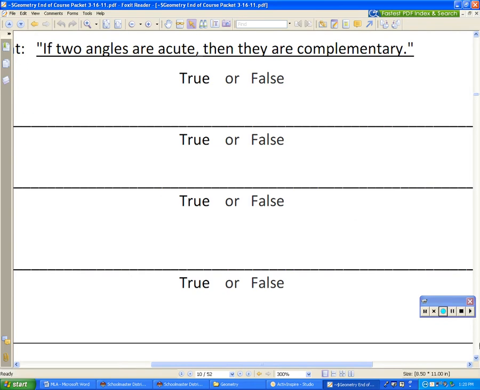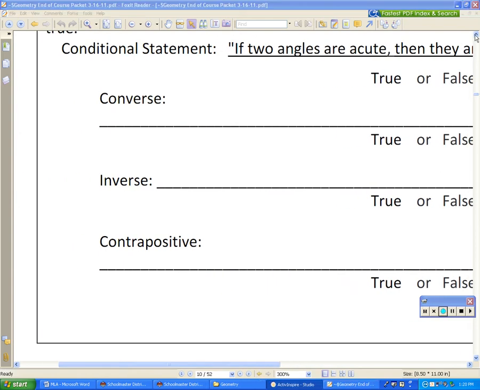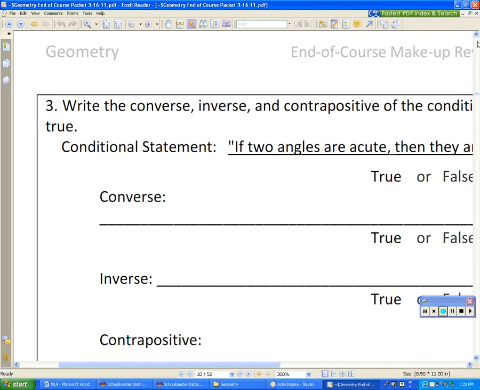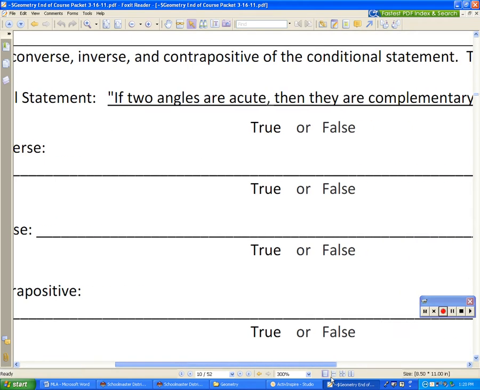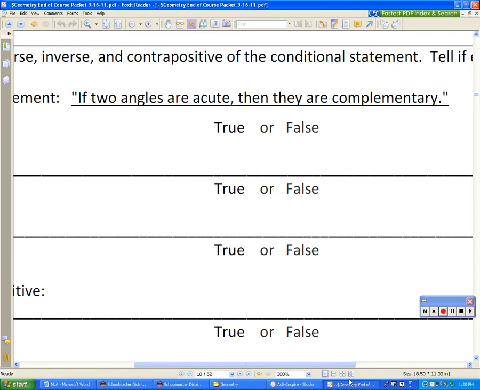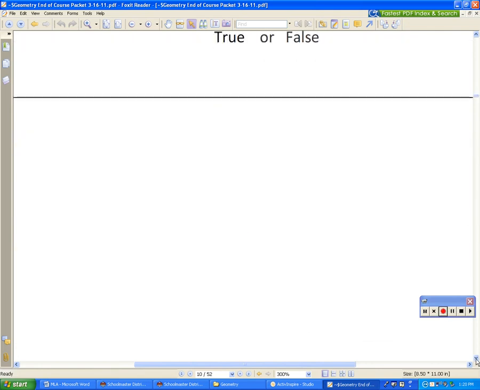All right. So it looks like we're still playing with this same simple idea. Write the converse, inverse, contrapositive, and say whether they are true. Did we do this one yesterday? Yeah. So we did this one, right? Okay, so we don't have to do that.